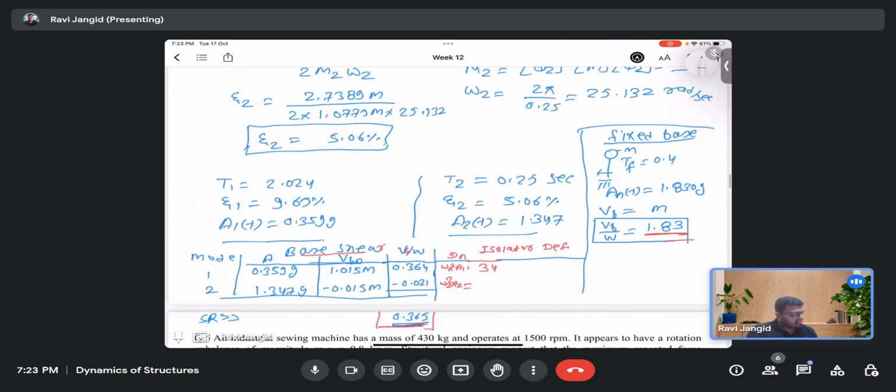So can you calculate this? It would be a1 divided by omega 1 square, a2 divided by omega 2 square. So can you calculate this? A1 is 0.359 times 9.81 divided by 3.104 square. That will come in meters.